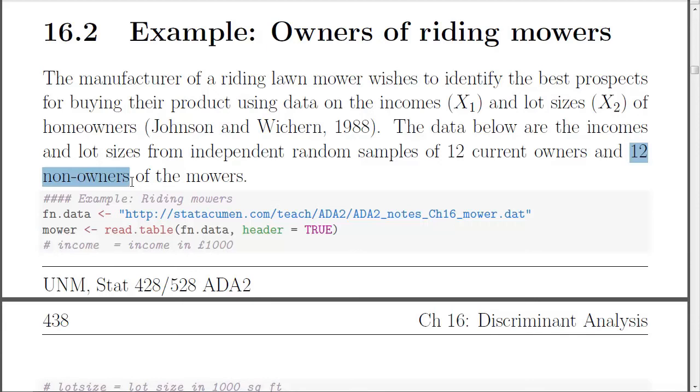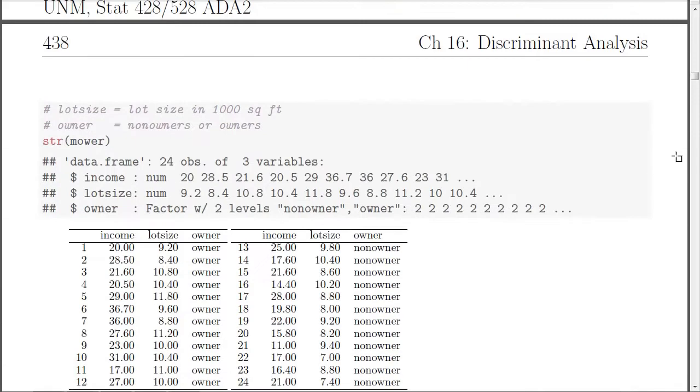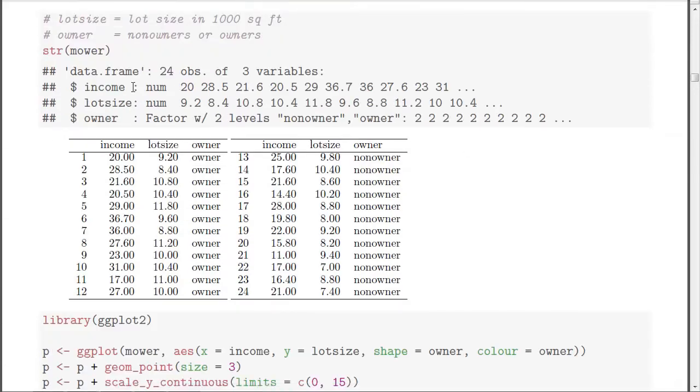If I'm going to go door to door selling lawnmowers, I think that's seriously the scenario that we're in. If you're a door to door lawnmower salesman, then you might want to know, how am I going to maximize the chance of each person I go to giving me a sale? So we've got data on incomes, lot sizes, and whether they own their lawnmower or not.